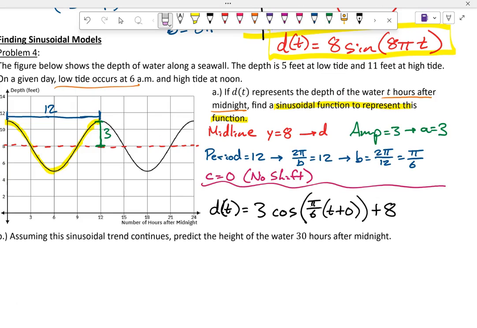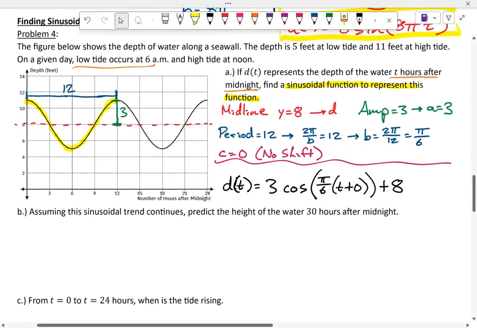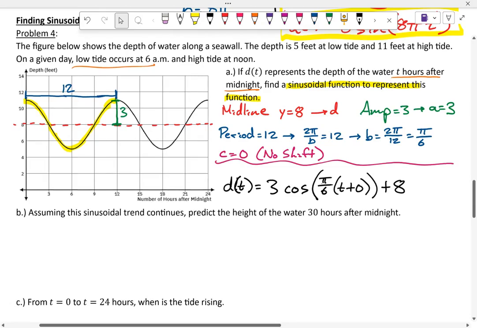I did the one that you probably did. Okay, we have our midline at 8. Amplitude is 3. Our period was 12, so we solve for our b value by setting it equal to pi over b. And again, if we're starting at our cosine at the maximum, then we don't need a phase shift, and our A is positive because we're starting at the max, not the minimum. Okay? So we have this.